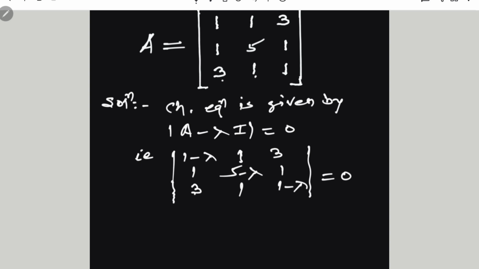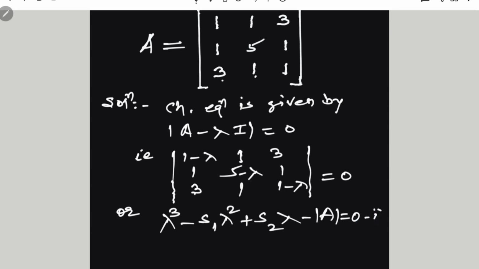This is one way to obtain the characteristic equation, or we can use the shortcut method. The characteristic equation for the third order determinant is lambda cube minus S1 lambda square plus S2 lambda minus determinant of A equals 0. We call this equation 1, where S1 is the sum of the principal diagonal elements. Principal diagonal means the diagonal from left to right, and therefore it is 1 plus 5 plus 1. We get that value as 7.